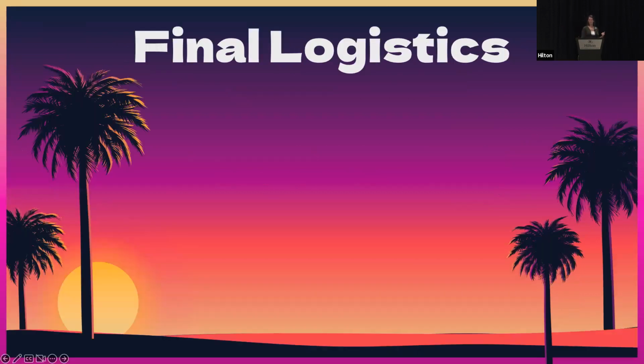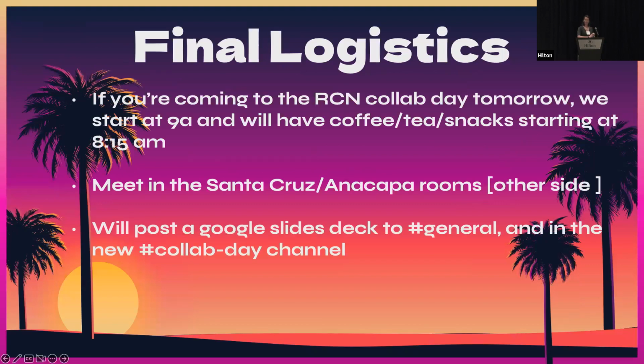So some final logistics for those folks who are interested in coming to the RCN Collab Day tomorrow. We're starting at 9 a.m. again. We'll have coffee and snacks like we have the other day, starting at 8:15 a.m. This is why the RSVPs were so important. So thank you for the people who took the time to fill that out. We'll be meeting in the Santa Cruz and Anacapa rooms. So Santa Cruz is where the Build a Better Ruler splinter has been over the last few days, but I'm told you need to enter from the other side of the room. So I think via the little hallway that's over here.